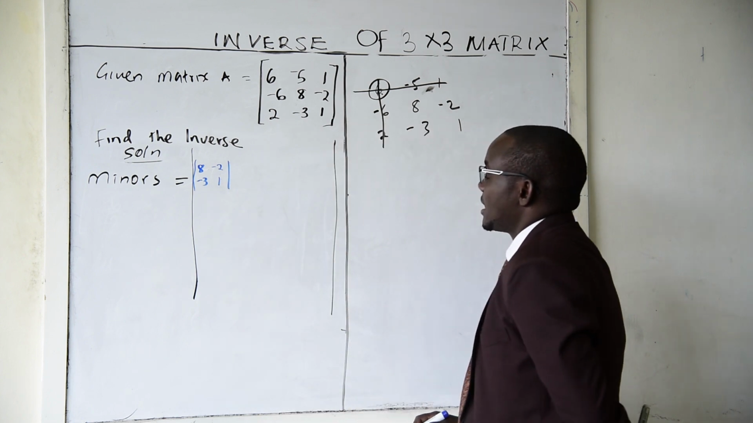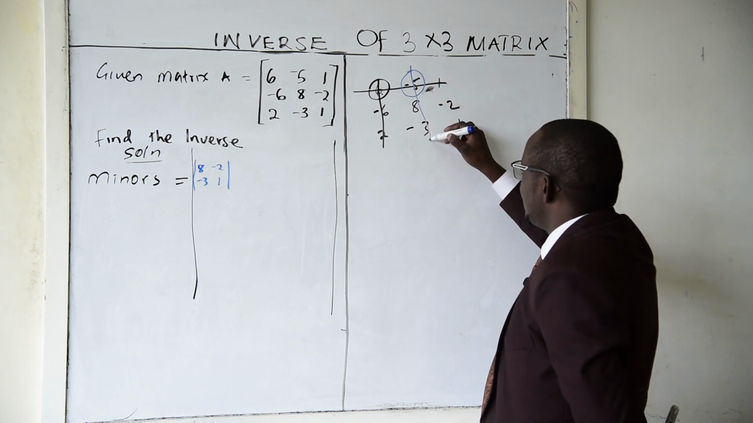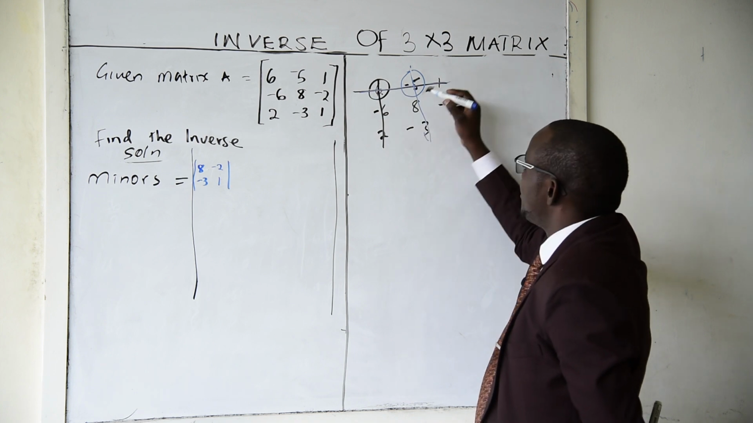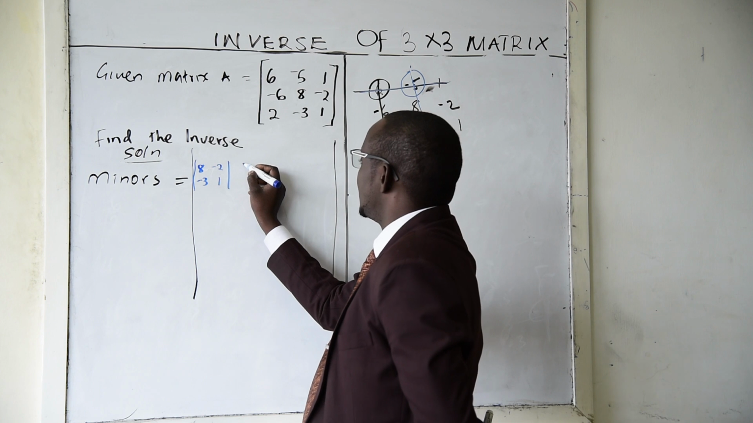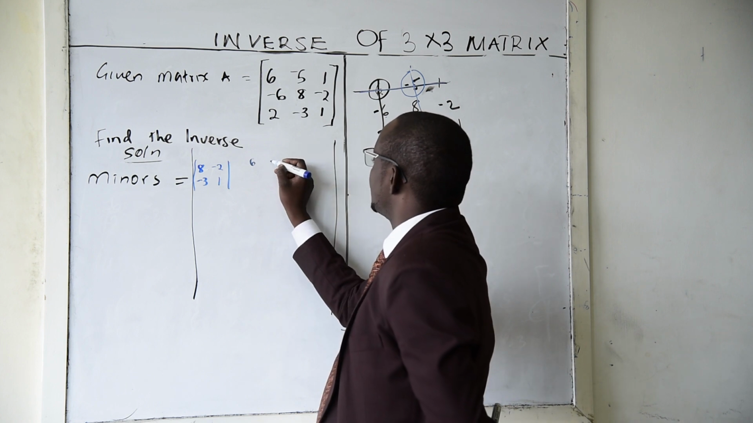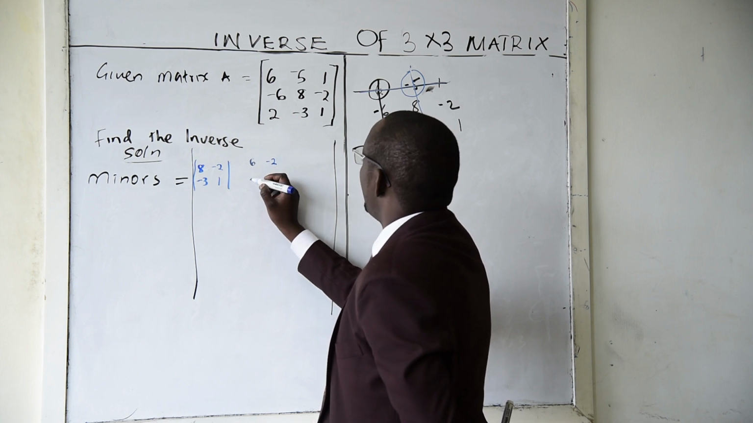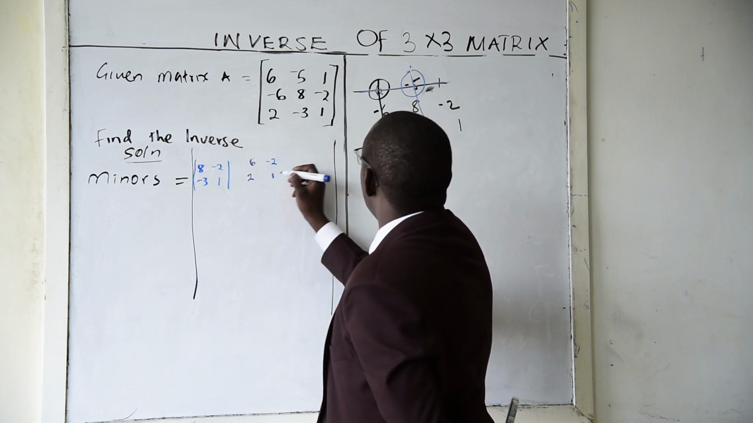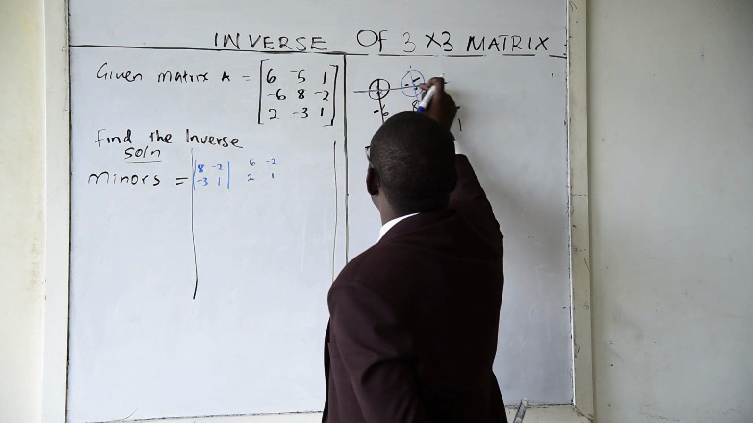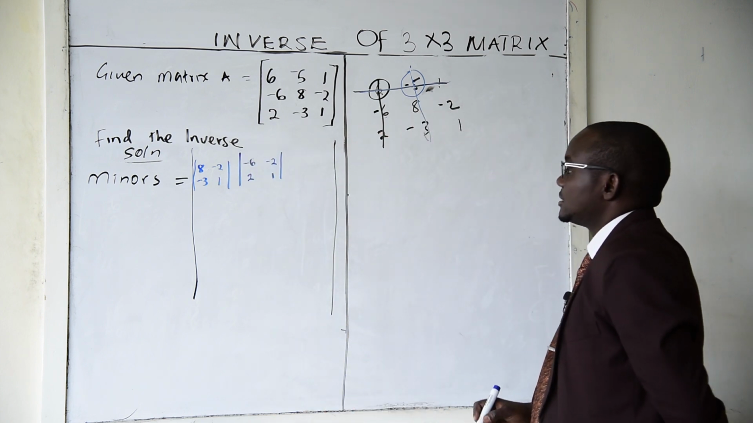Then, if I'm interested in the 5, the second element, I cancel this row and this column. I remain with negative 6, negative 2, 2, and 1, because I've cancelled this row and this column. So I find the determinant of that submatrix.